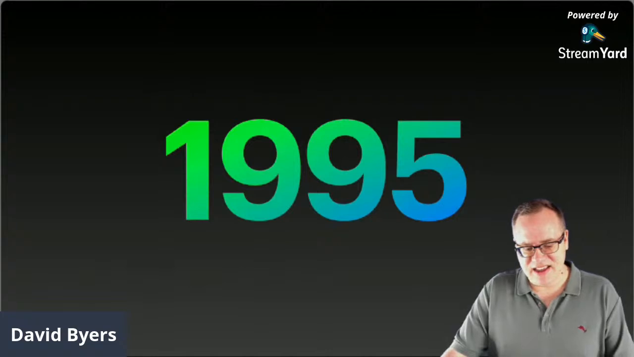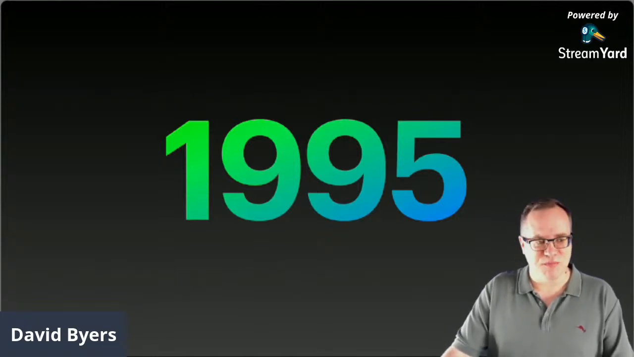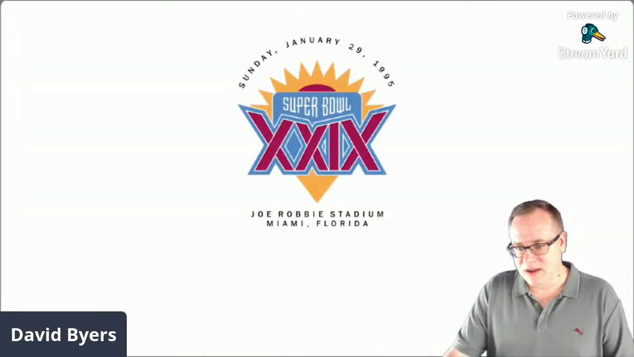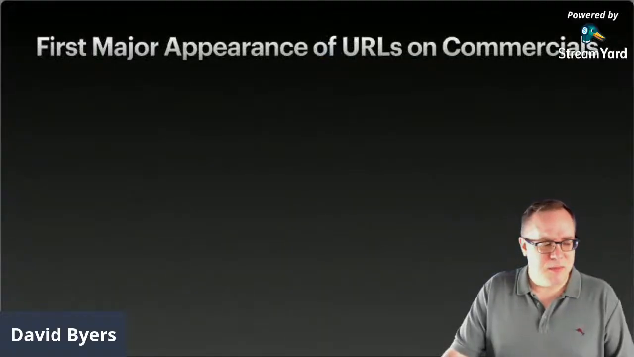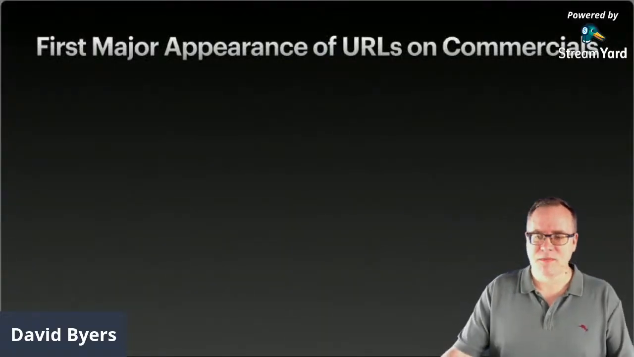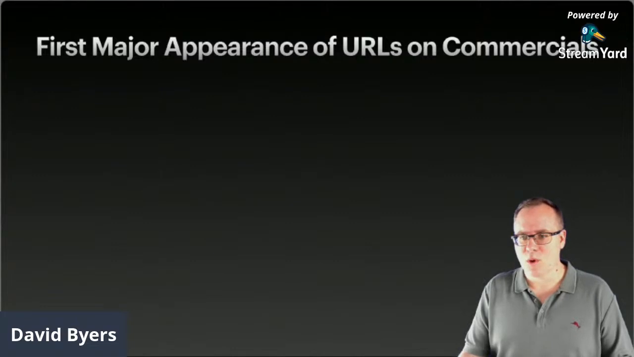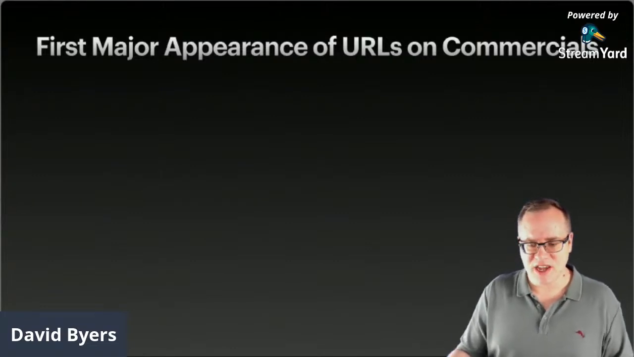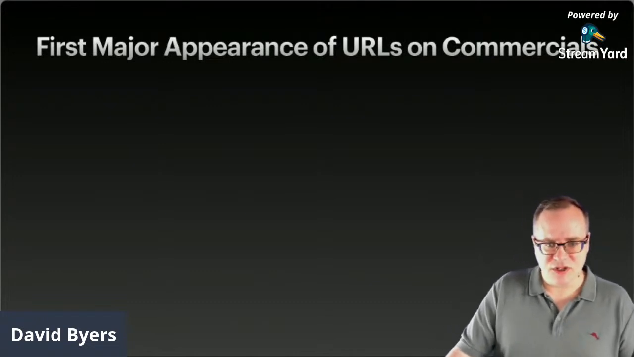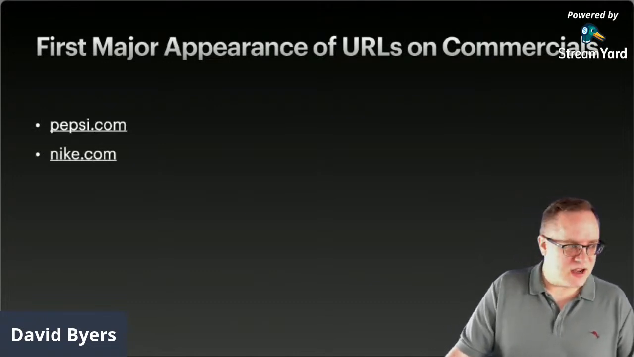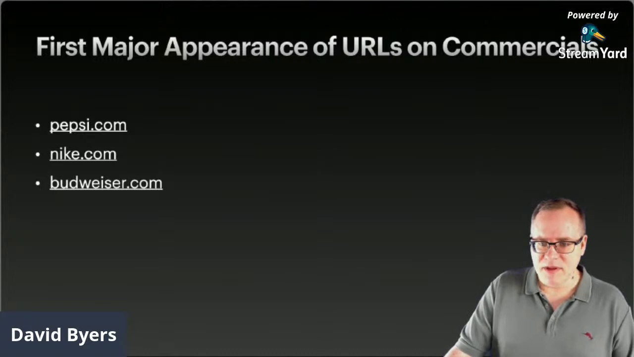And at the time, the radio station used to broadcast the Super Bowl live on the air. It was the 49ers and Chargers. I think the 49ers won. But for me, it was the first major appearance of URLs on commercials. As I'm sitting there watching the game in the studio while we're running it on the air, I start seeing things on commercials like Pepsi.com and Nike.com and Budweiser.com. And that really stuck with me.